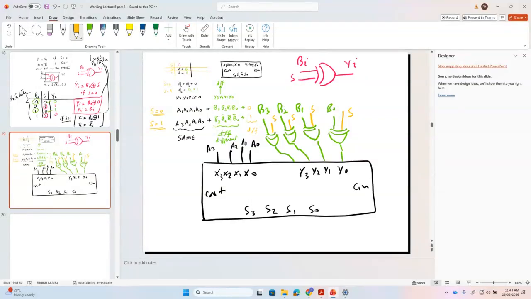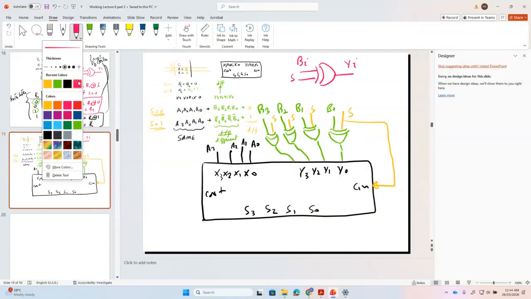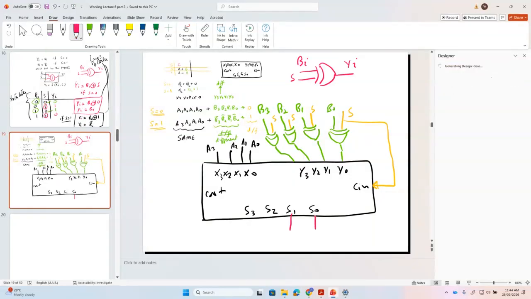And what about C in? What will go to C in? Help me. S. Because when S is equal to 0, this will be B0 and it will do the addition. When S is equal to 1, it will do the subtraction. Okay, what will be S0 now? Help me. What should go here? C0, C1, C2. Any question?